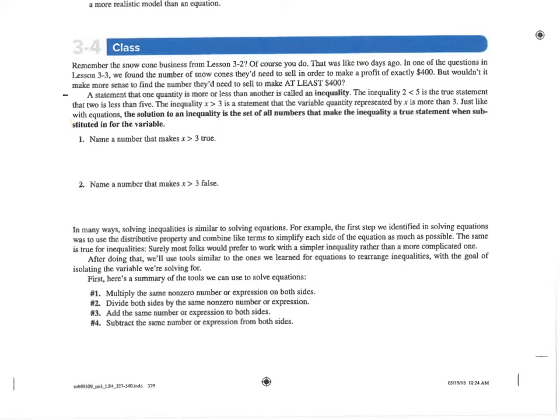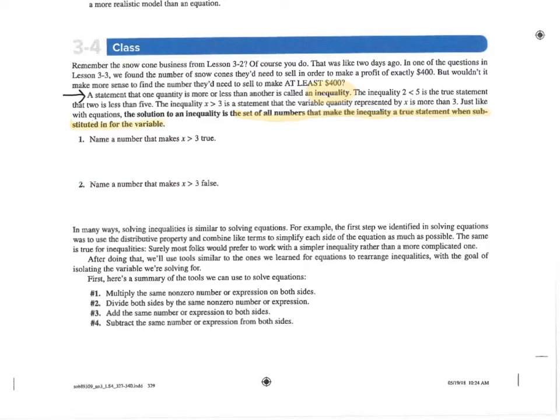So I'm going to start reading right here. A statement that one quantity is more or less than another is called an inequality. The inequality 2 is less than 5 is a true statement. The inequality x is greater than 3 is a statement that the variable quantity represented by x is more than 3. Just like with equations, the solution to an inequality is the set of all numbers that make the inequality a true statement when substituted for the variable.